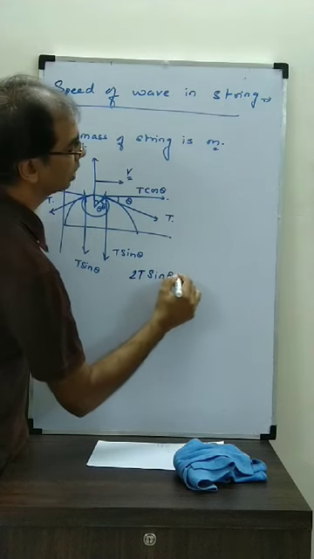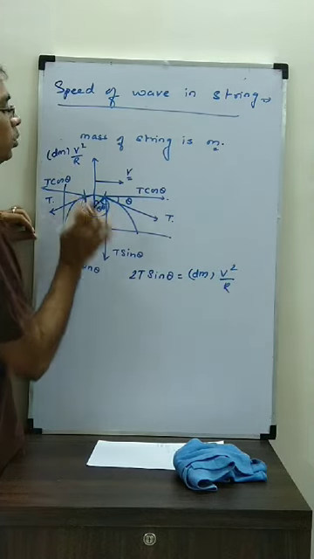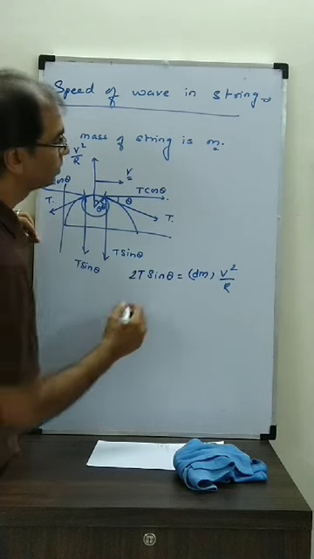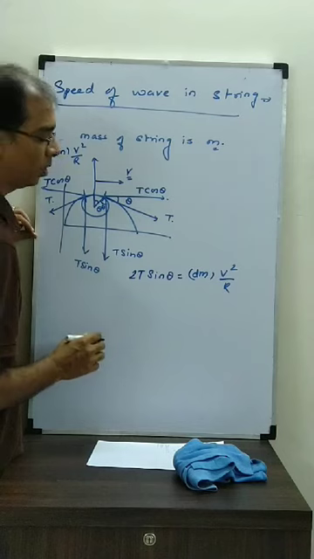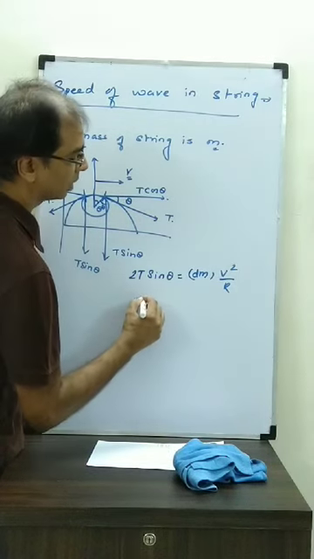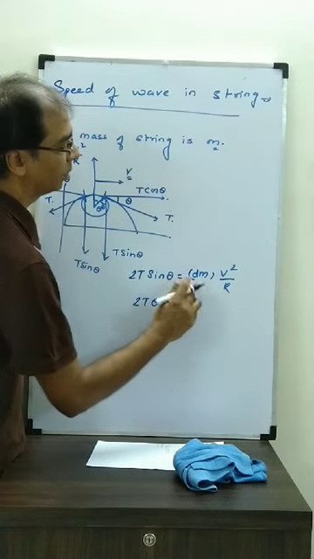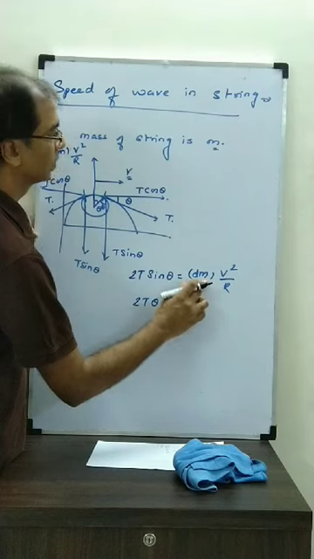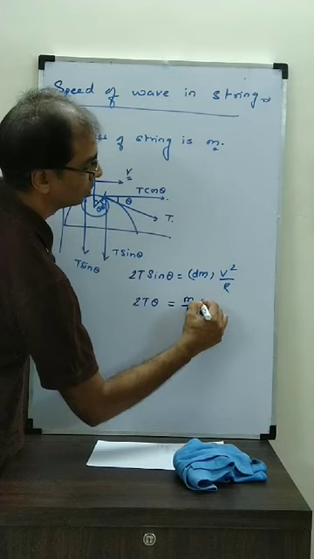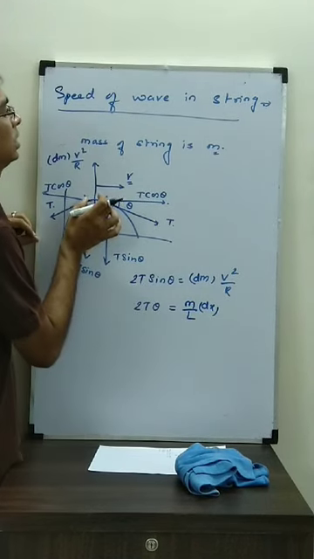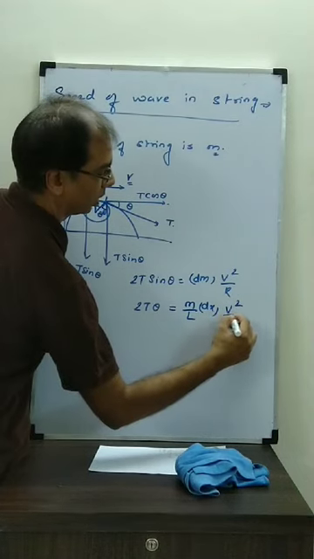So 2T sin theta equal to dm. What is dm? dm is the mass of this small portion that we have considered. What about this theta? If this is a very small length, obviously theta also will be very small. So sin theta we can write as theta only. If theta is very small, sin theta will become theta. And what can we write for this dm? This dm is mass by length into small length, this is dx, into v square by r.